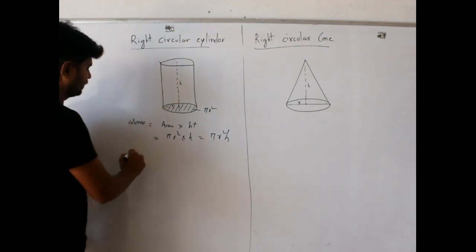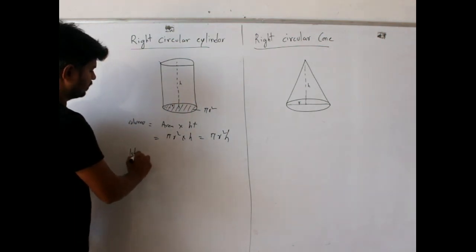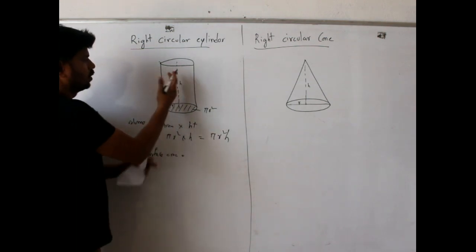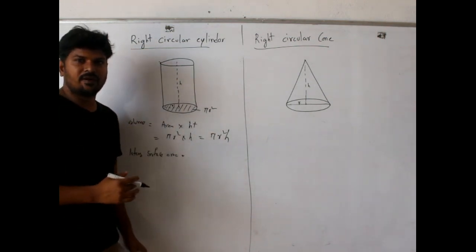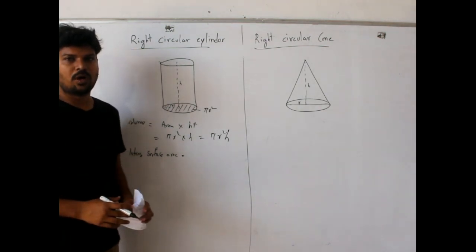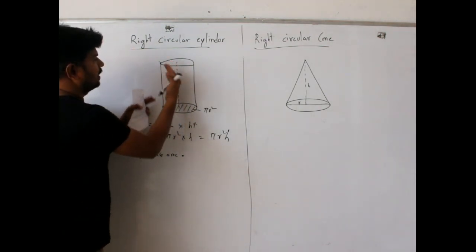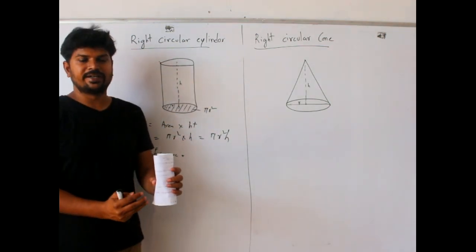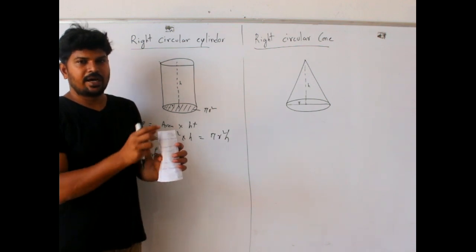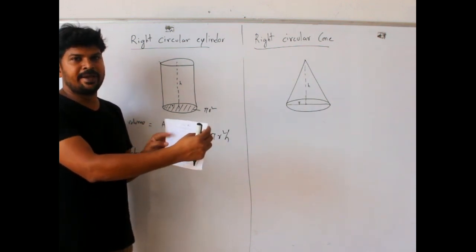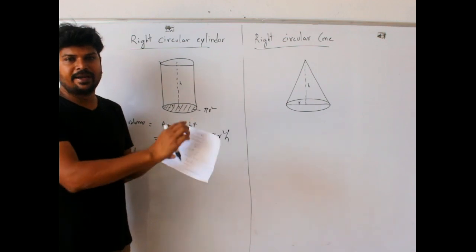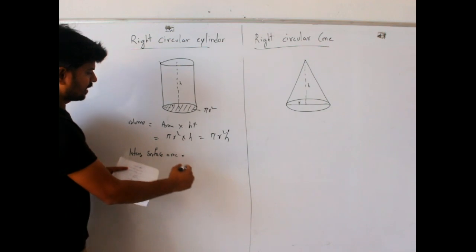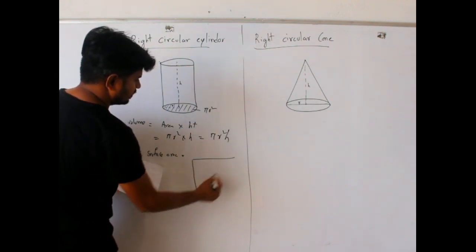Now try to find this lateral surface area, that is this one. In order to find the area of any three-dimensional figure, we'll cut it and spread it like this. We have a cylinder like this. We'll cut it and spread it, and make it a 2D plane so that it is easy to find the curved surface area. If I spread it like this, it becomes like this.